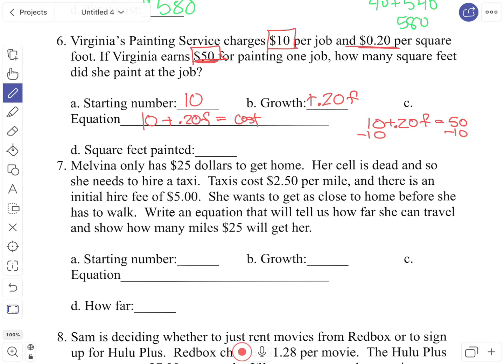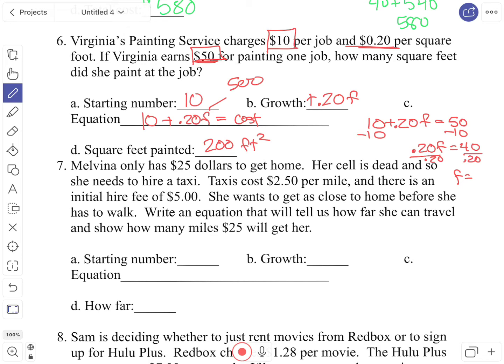So we'd subtract 10, giving us 0.20F equals 40, divide by 0.20, and we'd get F, which is the number of square feet that were painted. 40 divided by 0.20 is 200. So 200 square feet were painted. That's one of those where they're working backwards. Now, we could also use this to say we had 500 square feet we wanted painted. We could plug it in and go 500 times 0.20, which would give us 100 plus 10, so it'd be $110 for that.